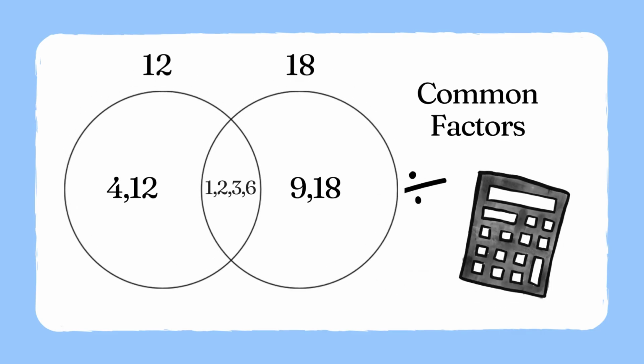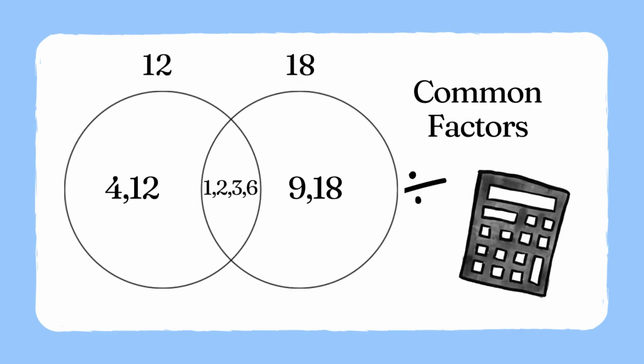When two numbers share the same factors, those are called common factors. For example, factors of 12: 1, 2, 3, 4, 6, 12. Factors of 18: 1, 2, 3, 6, 9, 18. Their common factors are 1, 2, 3, and 6.